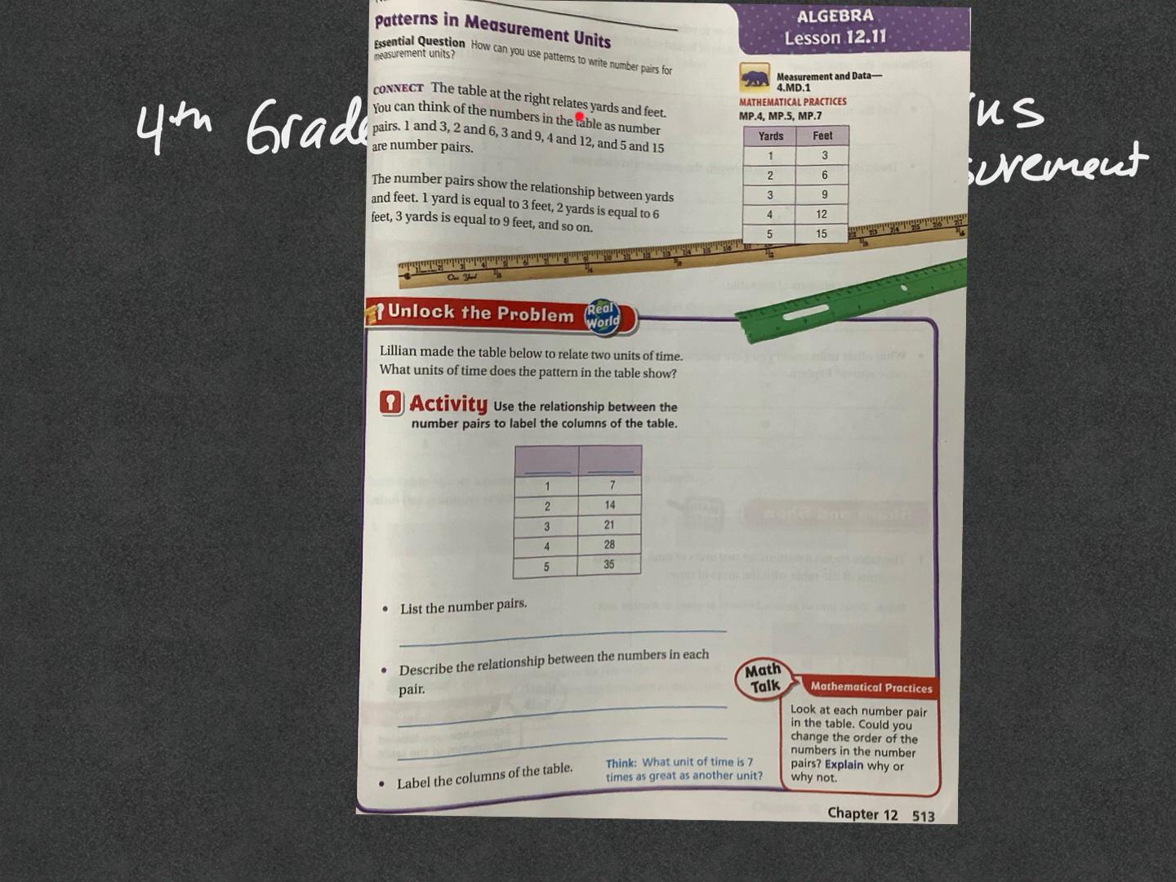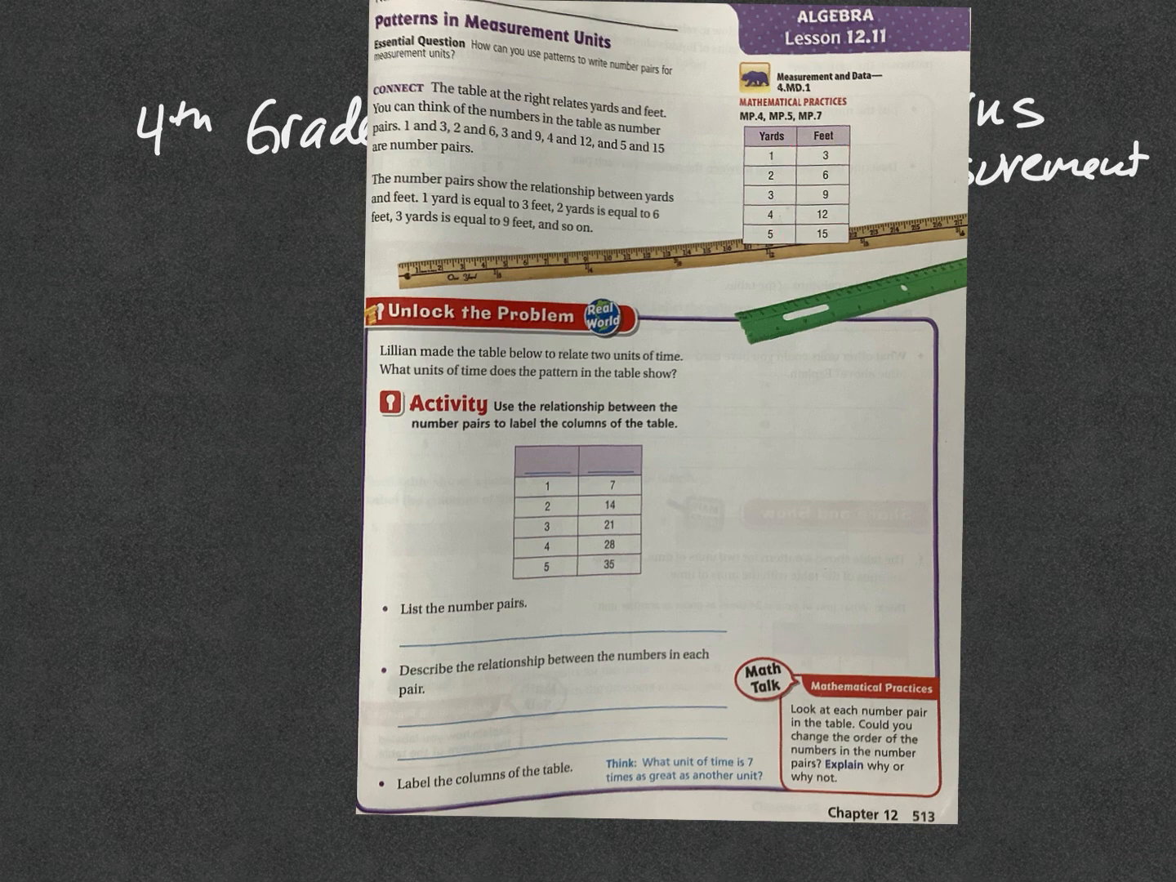The table at the right relates yards and feet. 1 yard is the equivalent to 3 feet, right? 3 feet to make a yard. You can think of the numbers in a table as number pairs, 1 and 3, a ratio of 1 to 3. 2 and 6, if I have 2 yards, that's 6 feet. 3 and 9, if I have 3 yards, that's 9 feet. 4 yards is 12 feet, and 5 yards is 15 feet.